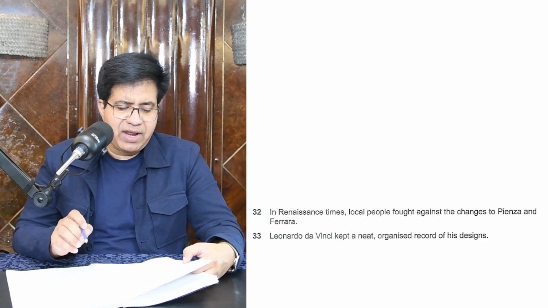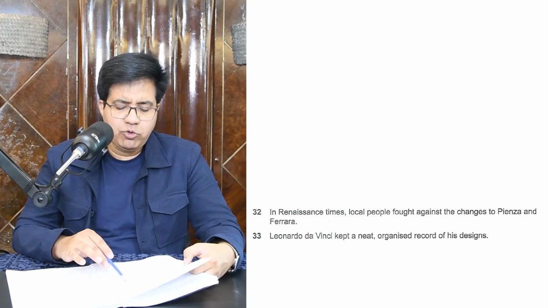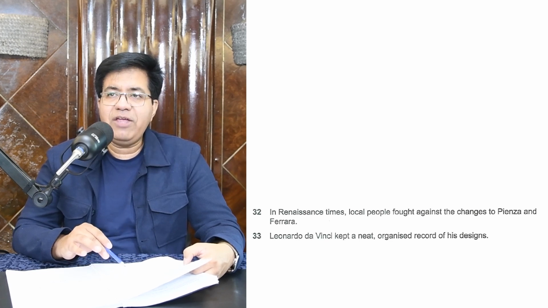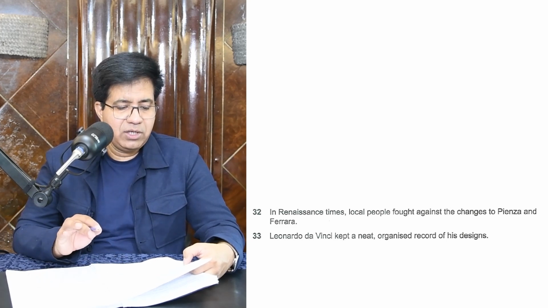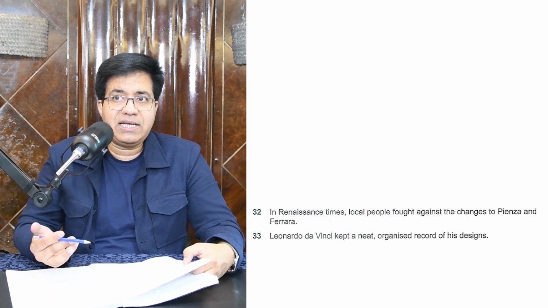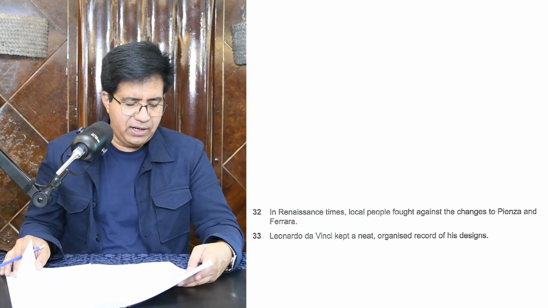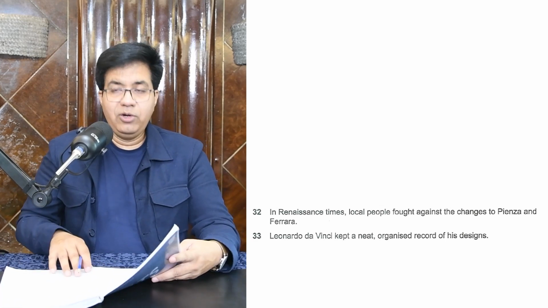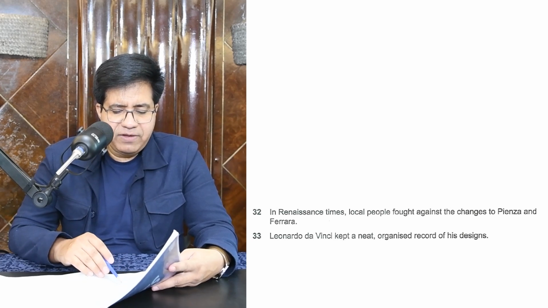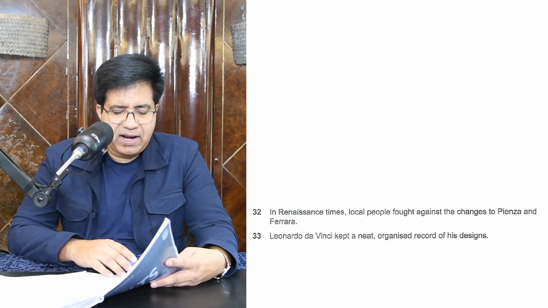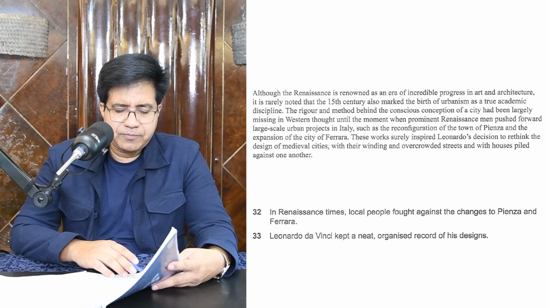Question number 32. In Renaissance times, local people fought against the changes to Pienza and Ferrara. Now, if local people fought against the changes in Pienza and Ferrara, answer is true. If they did not fight, answer is false. Otherwise, if they don't tell us whether people fought or not, it is not given. Pienza and Ferrara, look for that. Well done. Fourth paragraph. And we got the words Pienza and Ferrara there. Now we are going to read from the fourth last line.